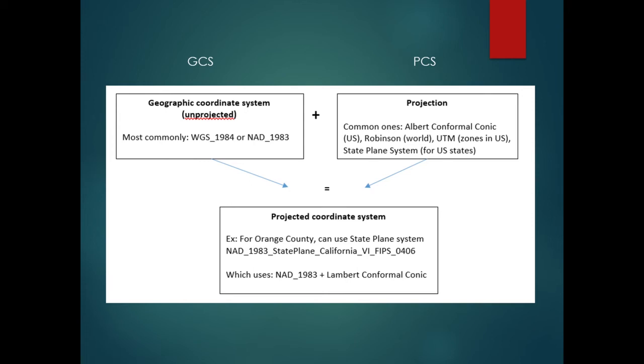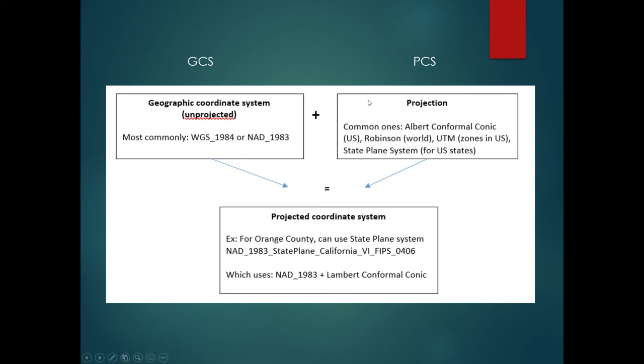a place on the Earth's surface. So most commonly used, very commonly used geographic coordinate systems, or GCSs, are WGS 1984, or World Geodetic Survey 1984, or NAD 1983, North American Datum 1983.